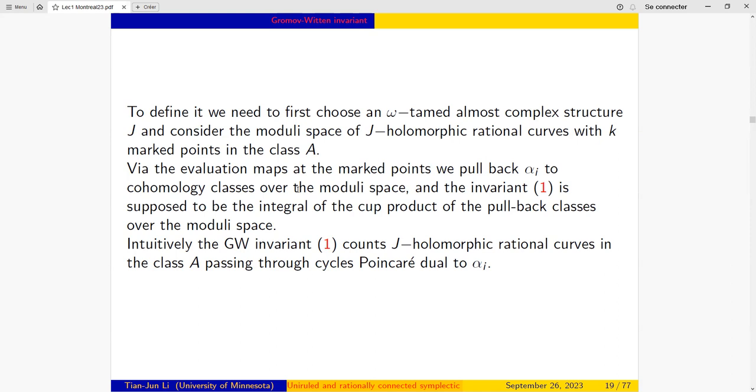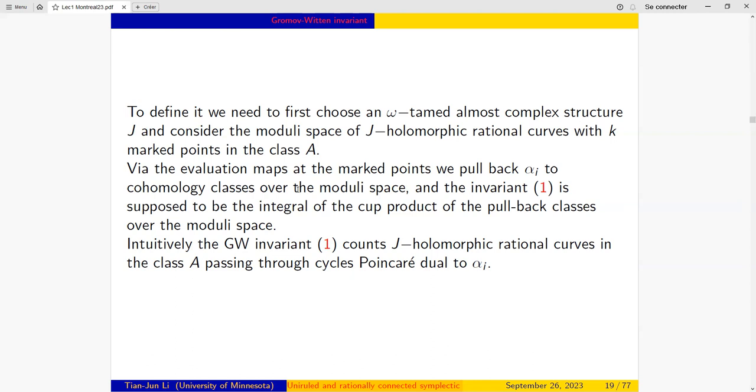The second part is using the birational equivalence in symplectic geometry. Now, I'd like to quickly review the notion of Gromov-Witten invariant, because this is needed to define the notion of uniruledness and birational connectedness in symplectic geometry. To define such an invariant, we need to choose almost complex structures, fix a degree two homology class, and study the moduli space of pseudoholomorphic curves. Here I just restrict to rational curves, because only genus zero invariants are used for the definition of uniruled varieties.